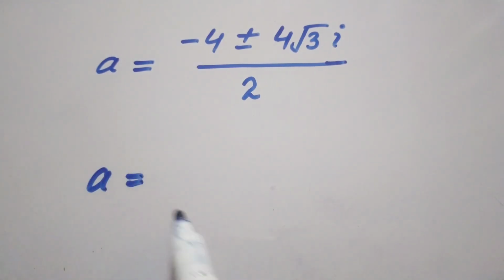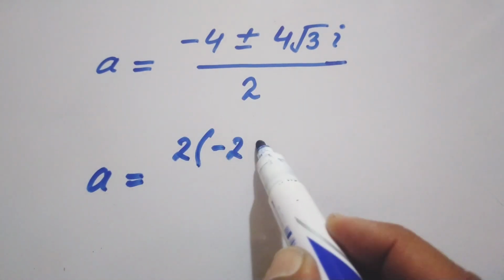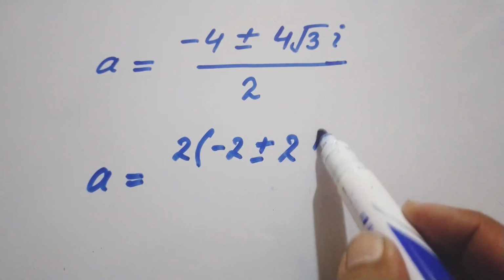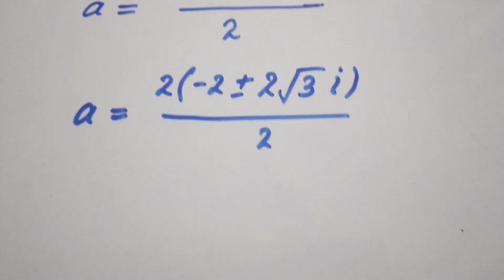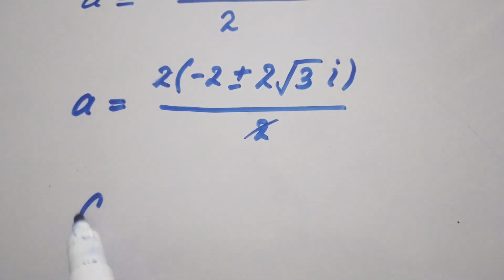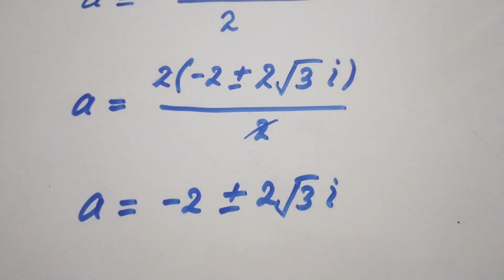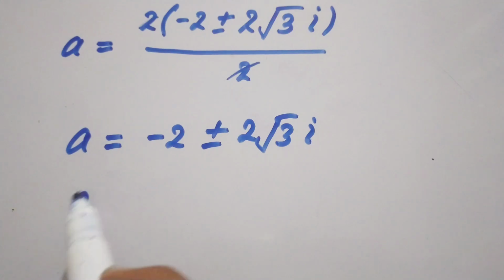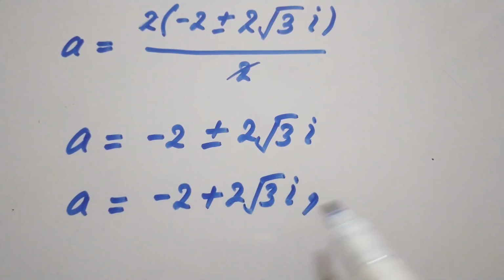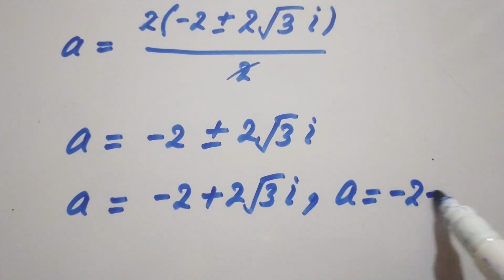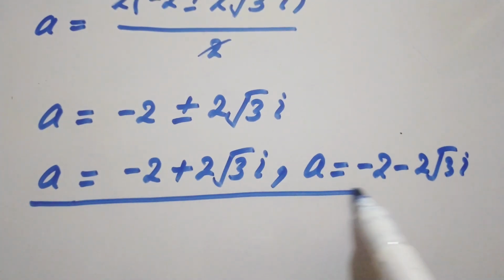Now a is equal to, taking 2 as common from the numerator, minus 2 plus minus 2 multiplied by 2, 4 into square root 3 i, divided by 2. Now 2 and 2 cancel out each other, and a is equal to minus 2 plus minus 2 into square root 3 i. So we have found two solutions from here. a is equal to minus 2 plus 2 into square root 3 i, and a is equal to minus 2 minus 2 into square root 3 i. These are the complex solutions.